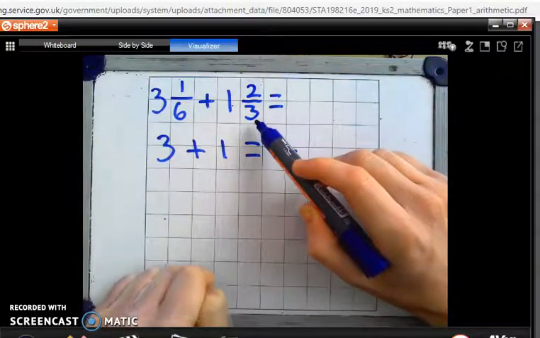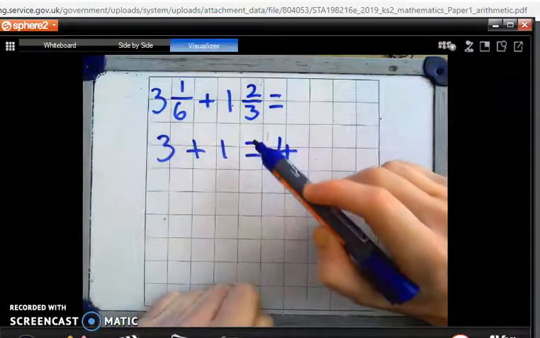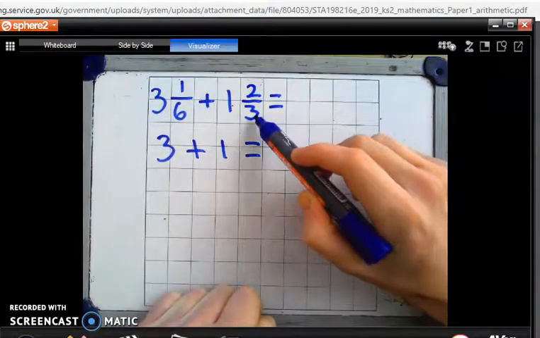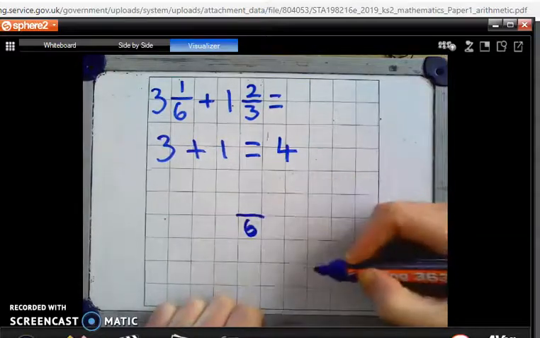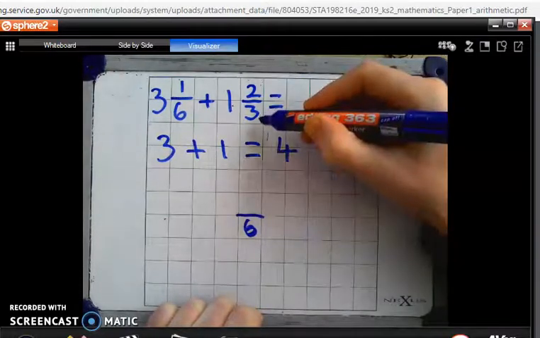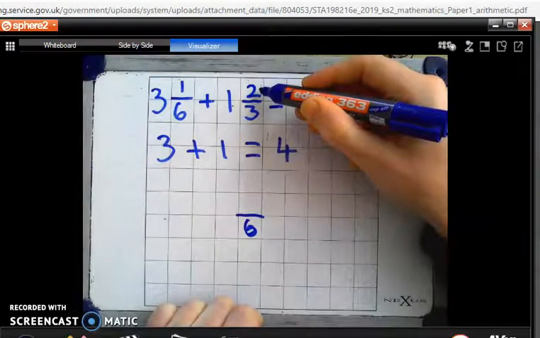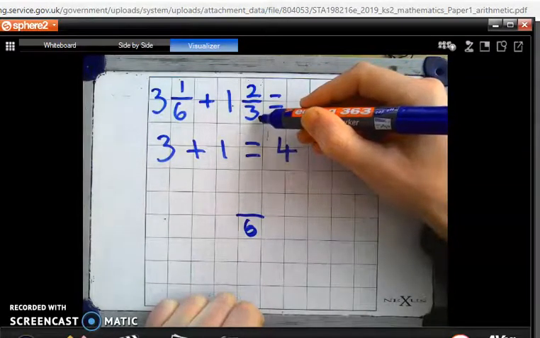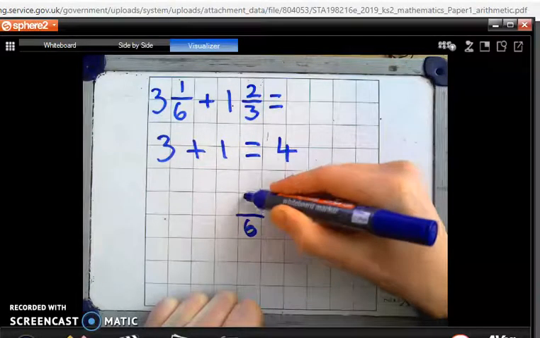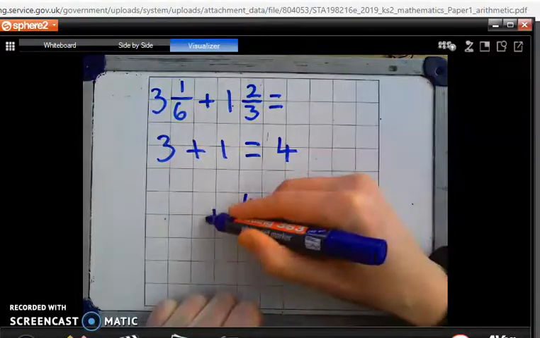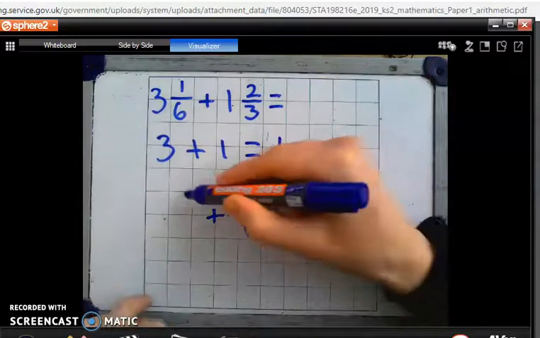Again, I know that 6 is in the 3 times table. 2 times 3 is 6. What we do to the bottom part, we must also do to the top part. We multiplied 3 by 2, so we must multiply 2 by 2. 2 times 2 is 4. Now the denominator is the same.